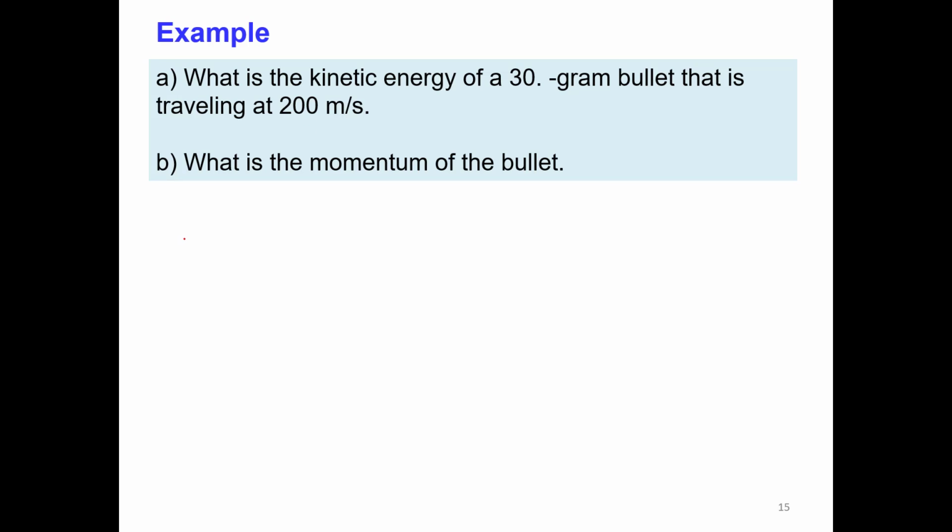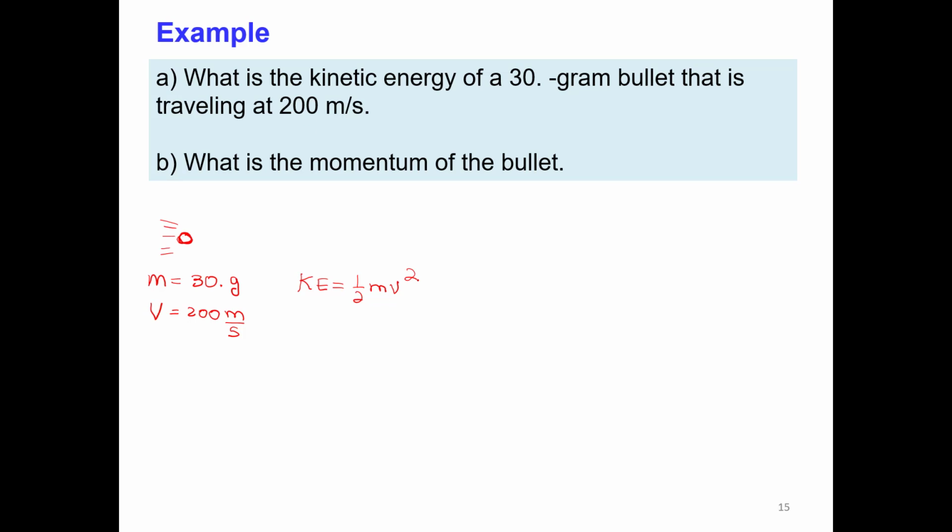And we had here a bullet, that is, the mass of this bullet is 30 grams and the velocity is 200 meters per second. Then we know we can calculate the kinetic energy. We know the mass and we know the velocity, then no problem. We have the information we need to calculate the kinetic energy.